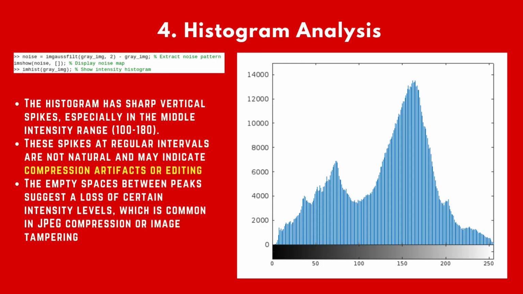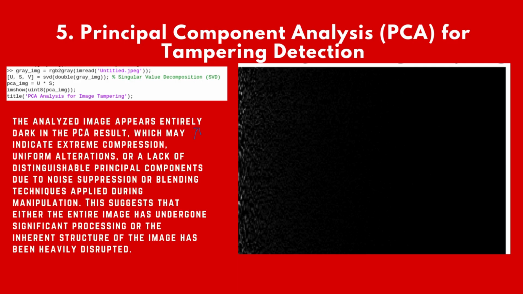The analyzed image appears entirely dark in the PCA result, which may indicate extreme compression, uniform alterations, or a lack of distinguishable principal components due to noise suppression or blending techniques applied during manipulation. This suggests that either the entire image has undergone significant processing or the inherent structure of the image has been heavily disrupted.